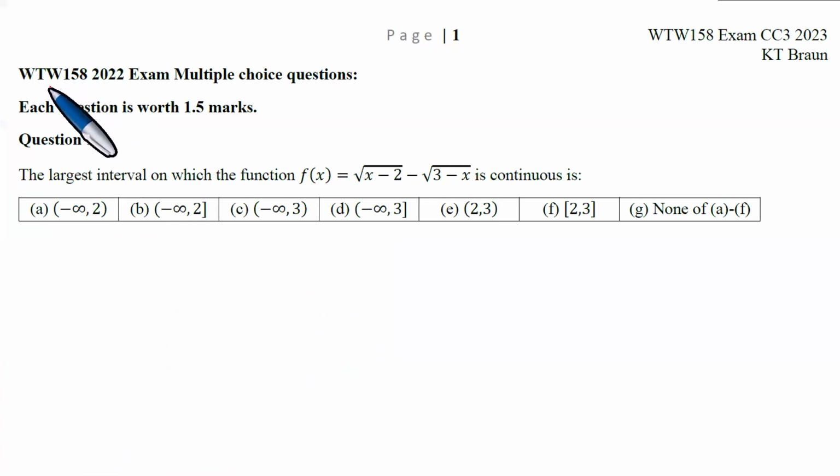Right, so we're looking at the WTW 158 2022 exam multiple choice questions. Each question is worth 1.5 marks. Question one is as follows. Now, the largest interval on which the function f of x equals the square root of x minus 2 minus the square root of 3 minus x is continuous is what? You have the largest interval on which the function is continuous. Which is which? Right, so let us look at that one.